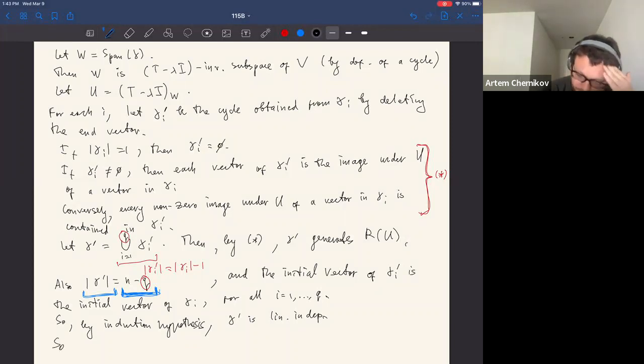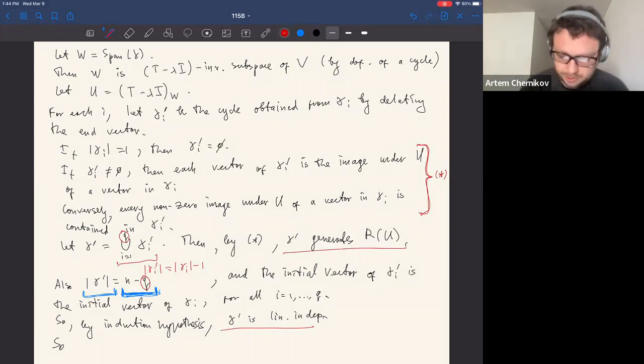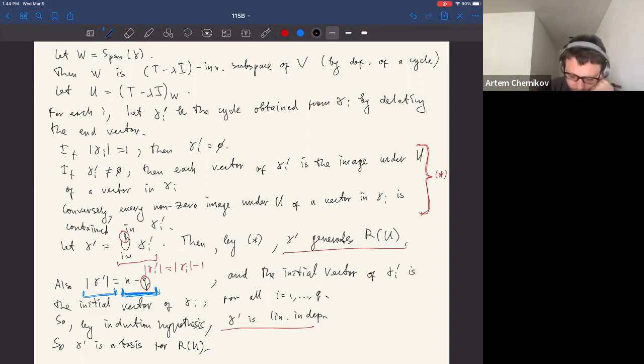So we have two things. It is linearly independent and it generates the range of U. So we conclude that gamma prime is a basis for the range of U, right? So we get that gamma prime is a basis for the range of U. Hence, we have that the dimension of the range of U is also equal to n minus q, right? So we get the same dimension for the range.